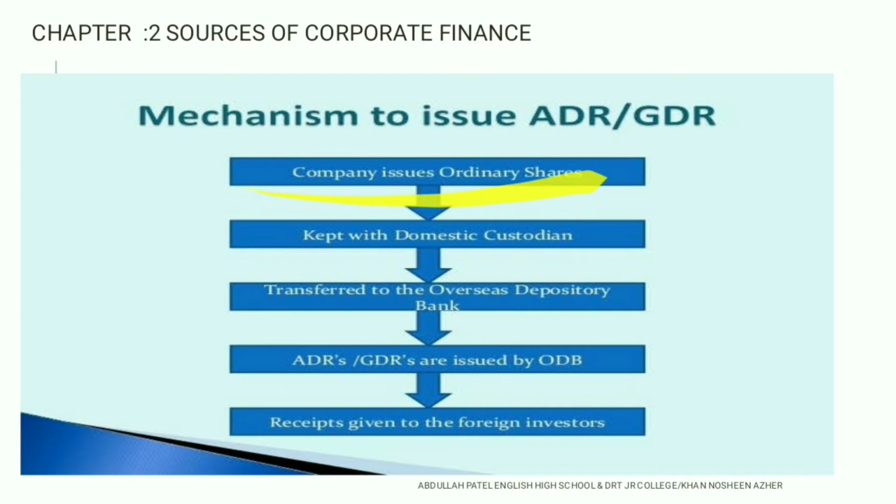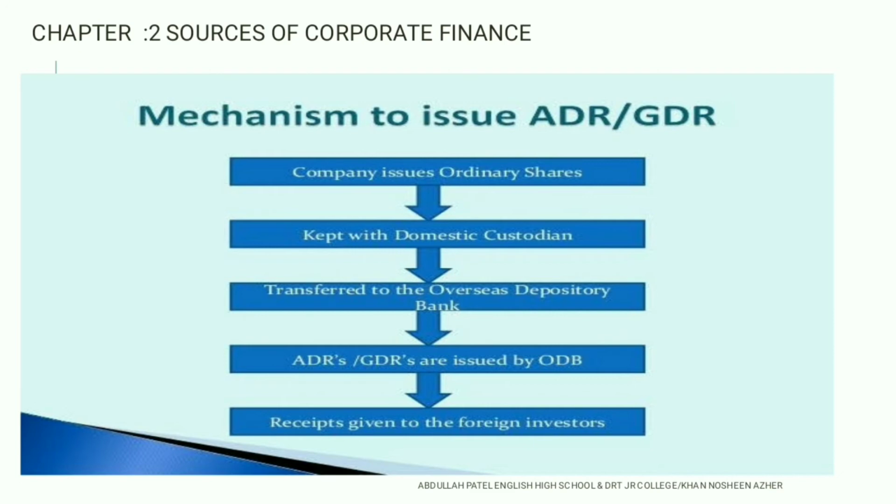Being an Indian company, you cannot contact the foreign investor directly for funding purposes. So what you have to do, being an Indian company, is come into a contract with the domestic custodian. It is a type of organization where companies hold their equity shares. After getting the information from the company, the domestic custodian will transfer the share information, update information to whom? To the overseas depository bank.